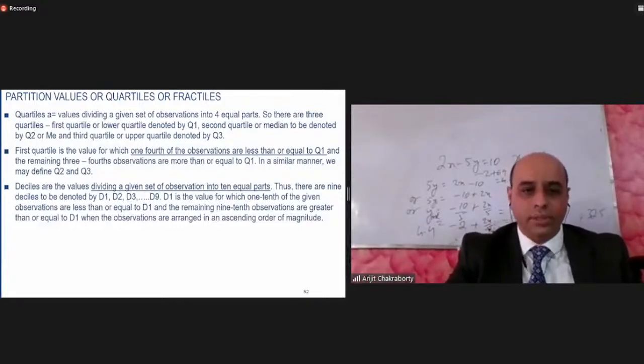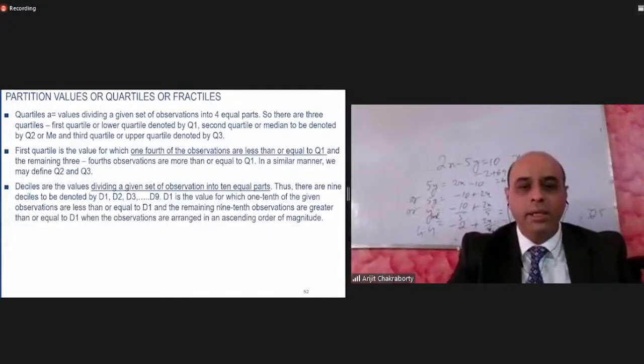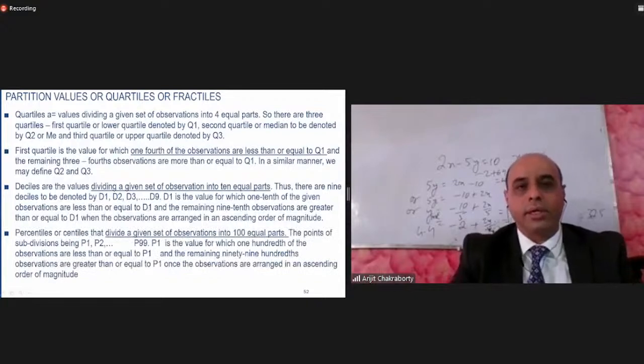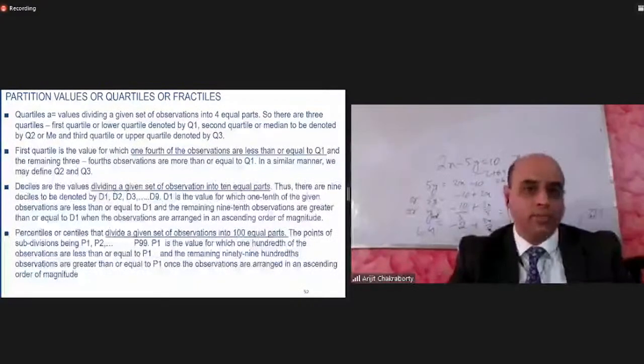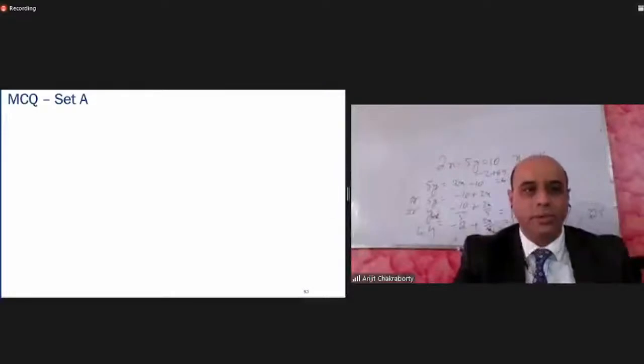Similarly, you have the decile. Decile means we are breaking the observations into 10 parts. And then you have the percentiles, which means the entire set of observations is broken into 100 equal parts. In this way, we can calculate quartiles, deciles, and percentiles. We will take one example and do it.